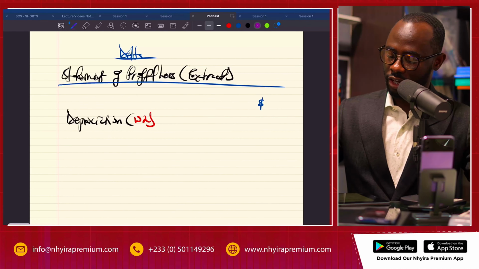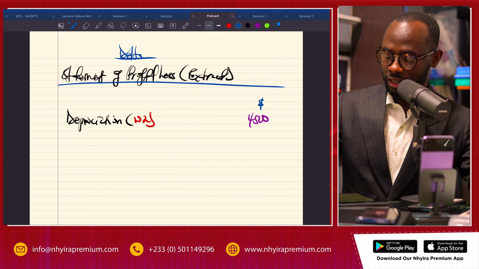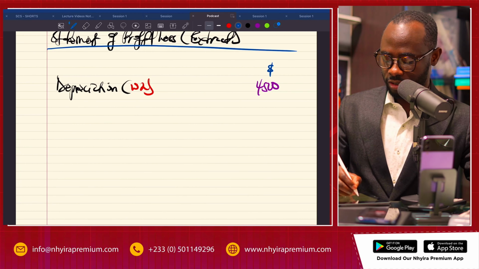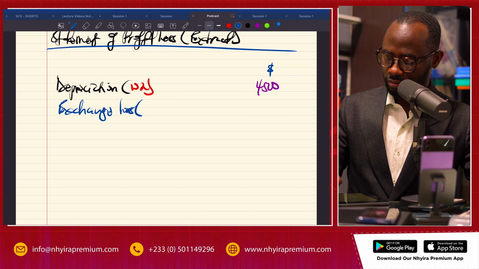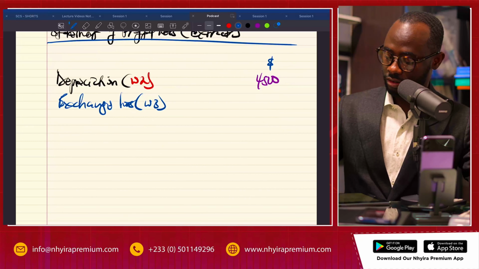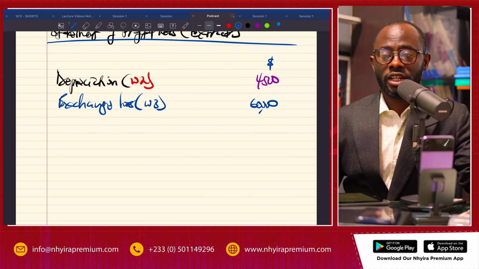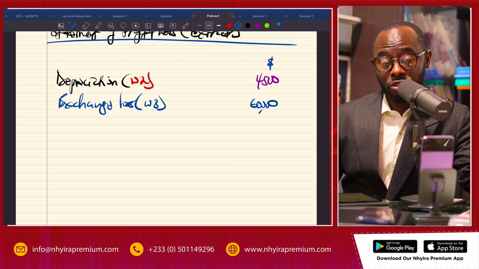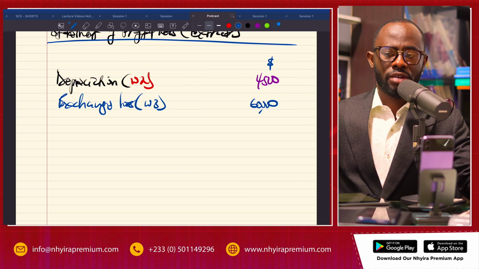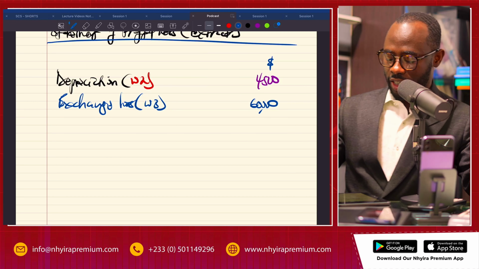So 4,500 for the depreciation. Then the translation, the exchange loss in workings 3, 60,000. They are all expenses, so you can leave them like that, and the financial statement is an extract, so there's no problem. Or you can put them in brackets as well. It all depends on you in that case.